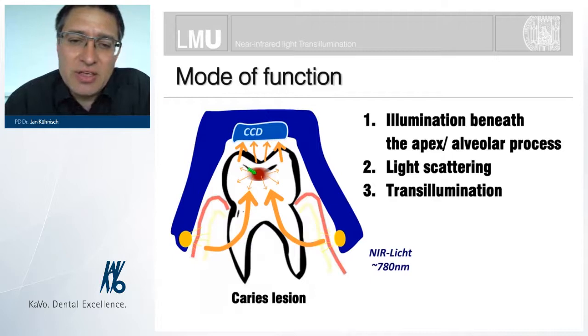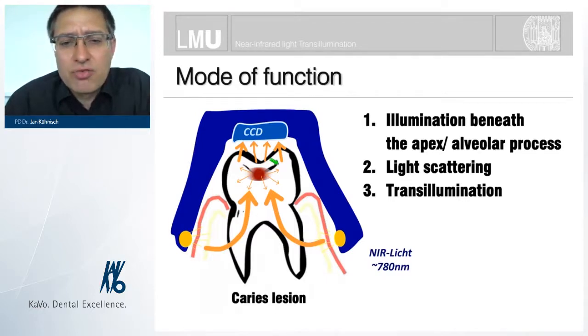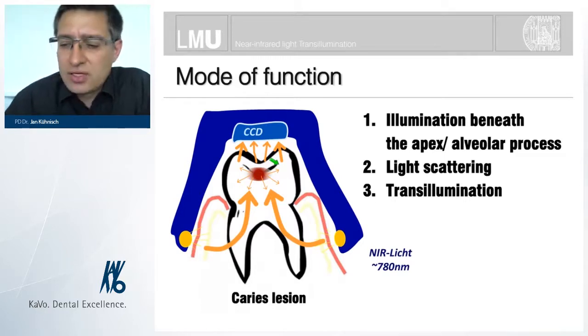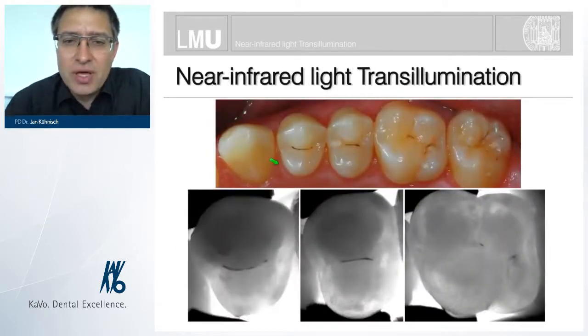And in case that there's a caries lesion, the light is absorbed, scattered mostly, and finally reduced, so that less light can be detected by the CCD sensor in comparison to the healthy tissue, where the majority of light is going through without any absorption or scattering.